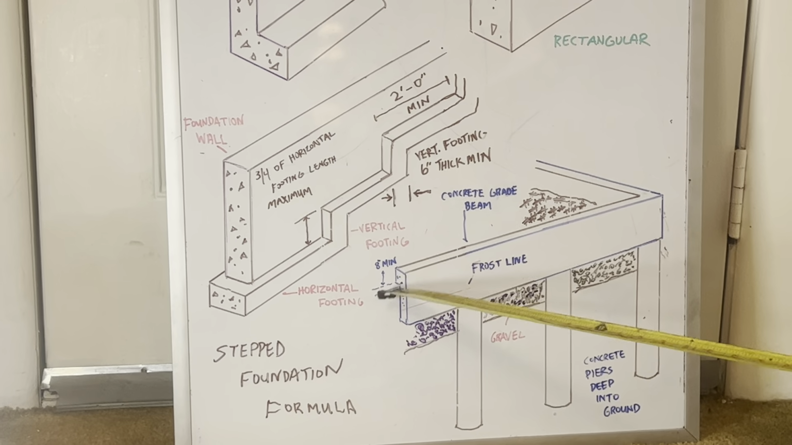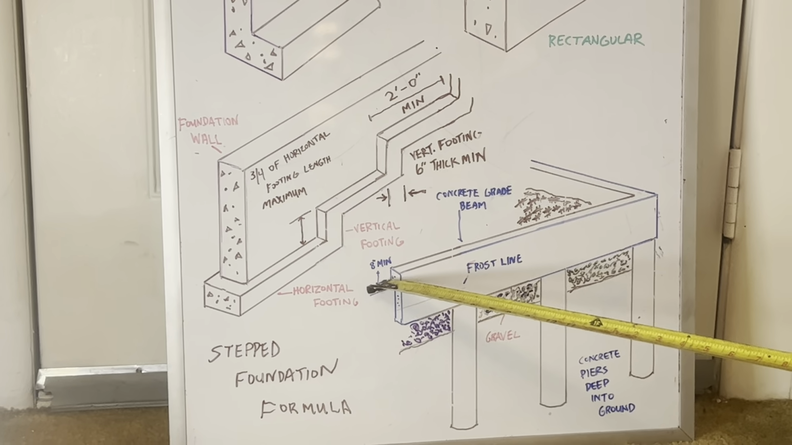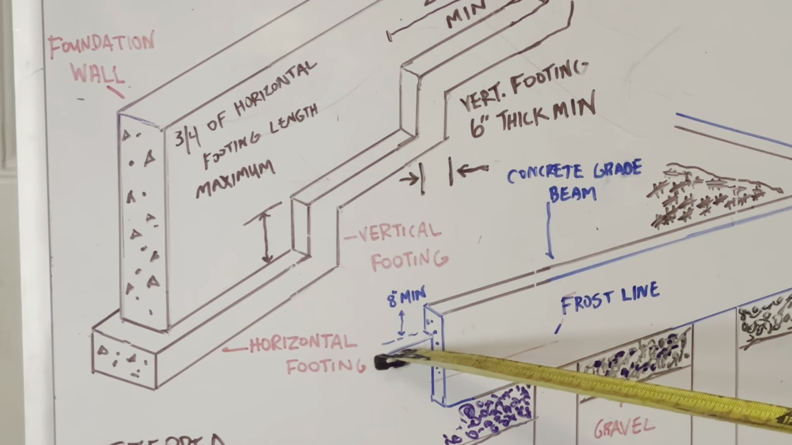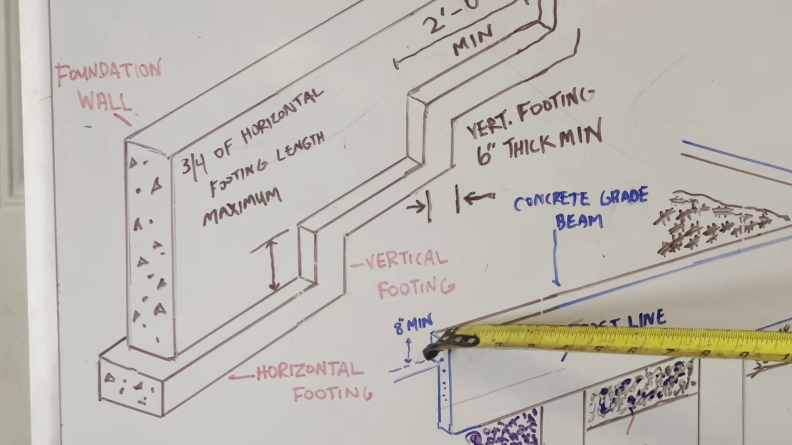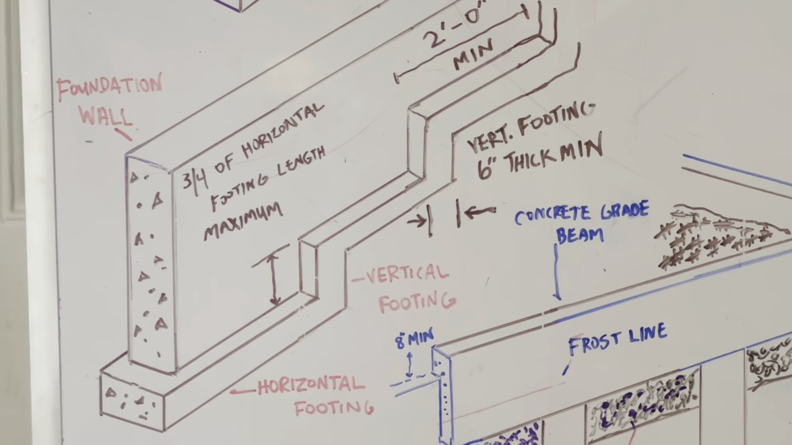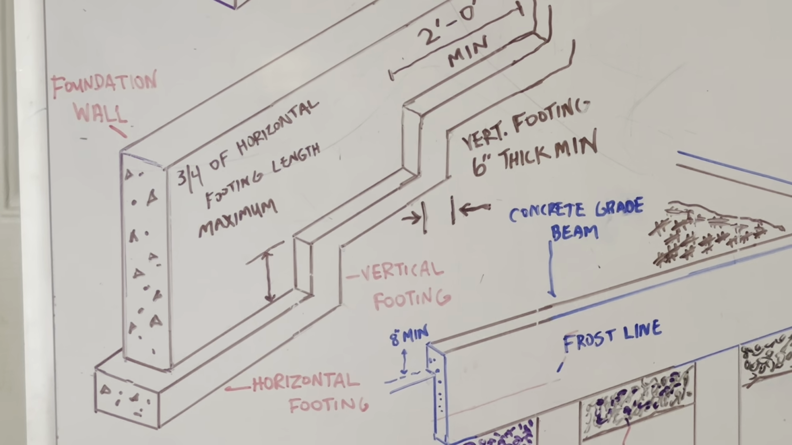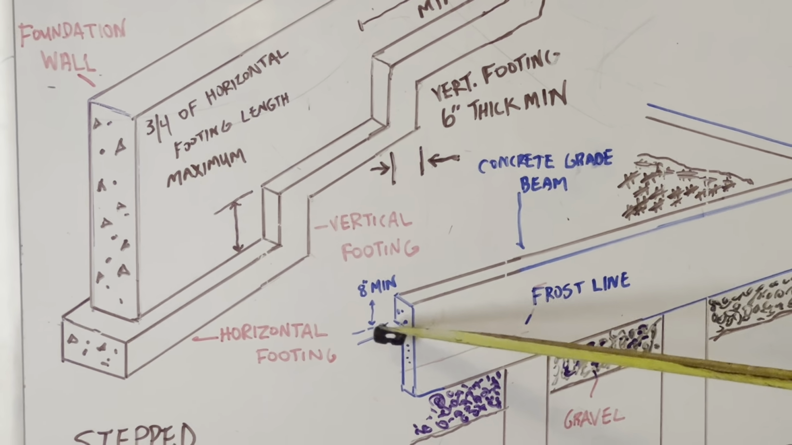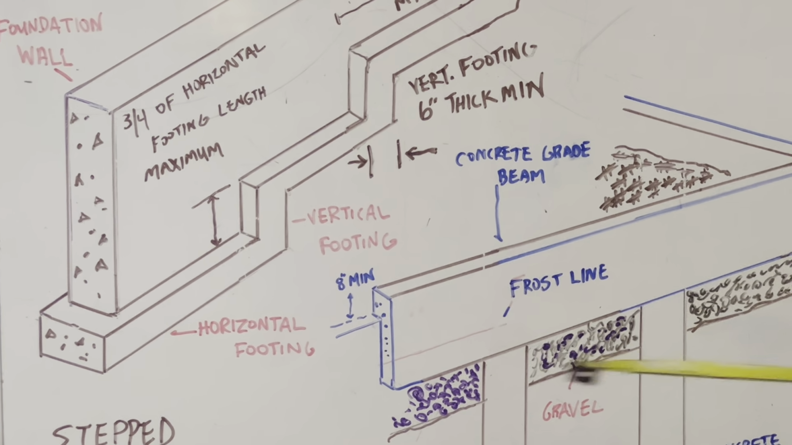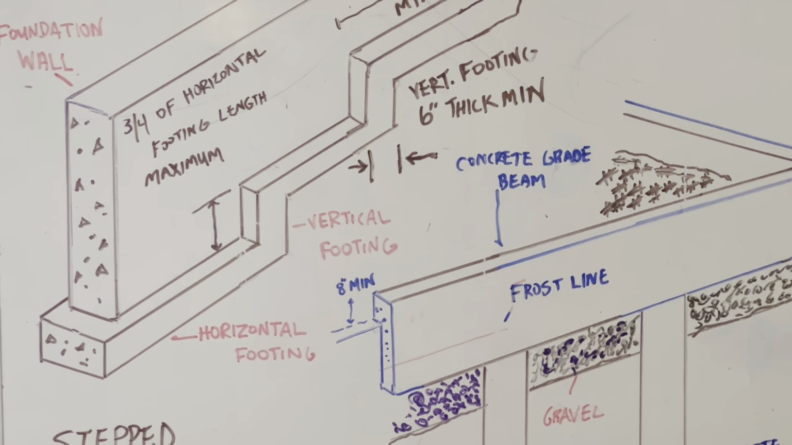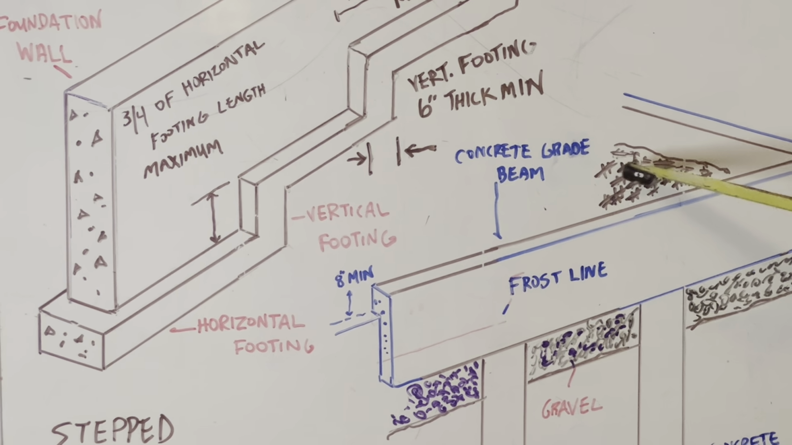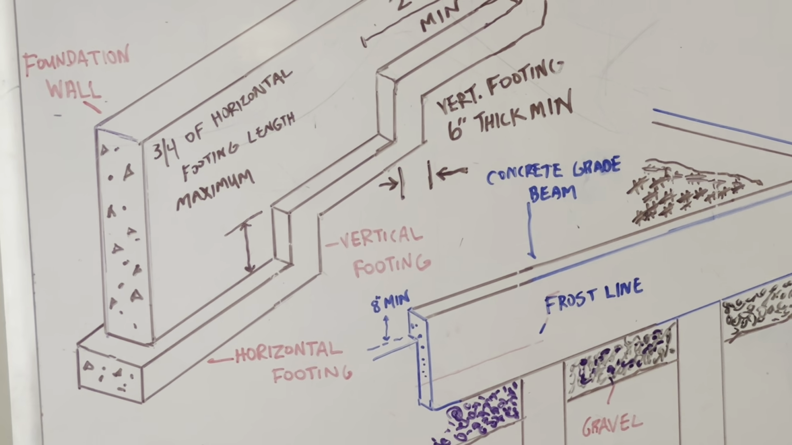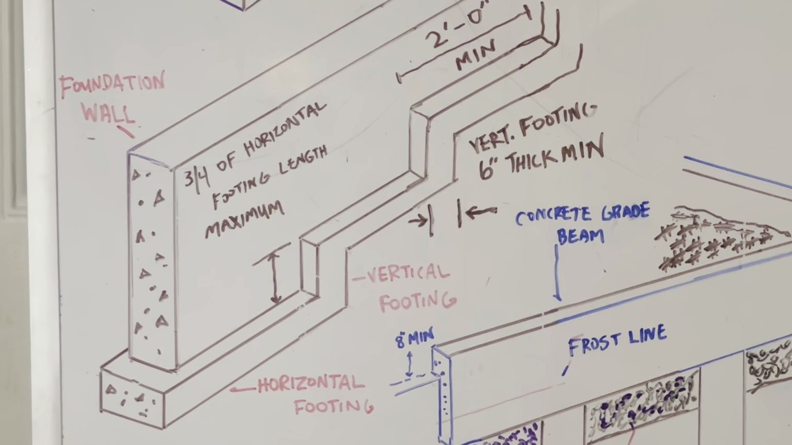Now look right here. I've got this dimension right here. It goes from your ground or your grade up to the top of my grade beam, and it's a minimum of 8 inches. So my grade beam needs to be a minimum of 8 inches above ground. Okay, look right here. This is just the inside, showing a little dirt.